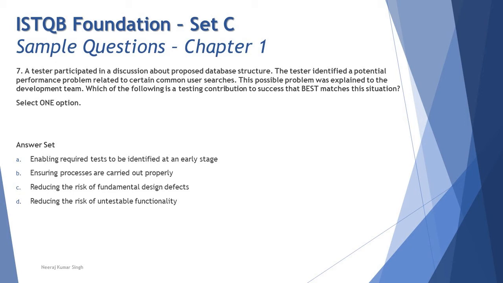Reducing the risk of untestable functionality is a testing contribution to success. The tester here has not identified something untestable, right? Because if you look at the scenario, it clearly says a potential performance problem related to user searches.